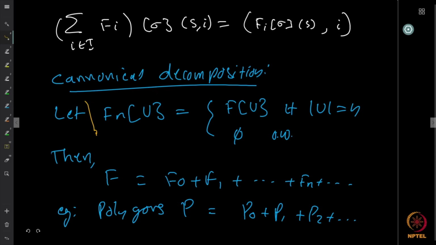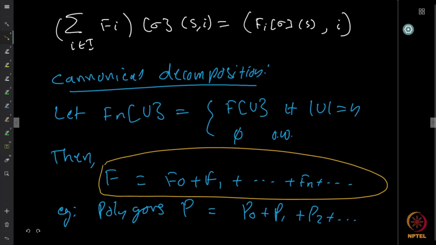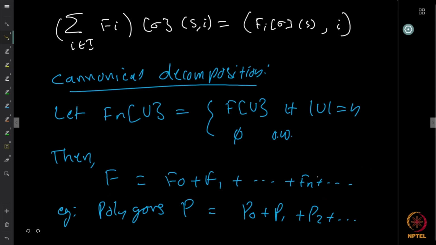So Fn of U is basically F of U if U has exactly n elements, and if U has more or fewer elements, there is nothing you can define on it that belongs to Fn, right? So this way we can always decompose. So the species F is the sum of the species F0, F1, F2, etc.